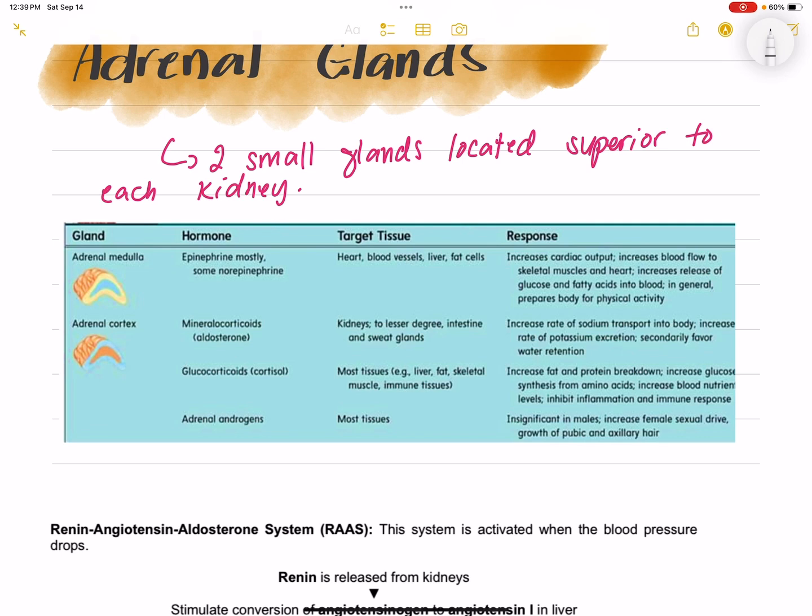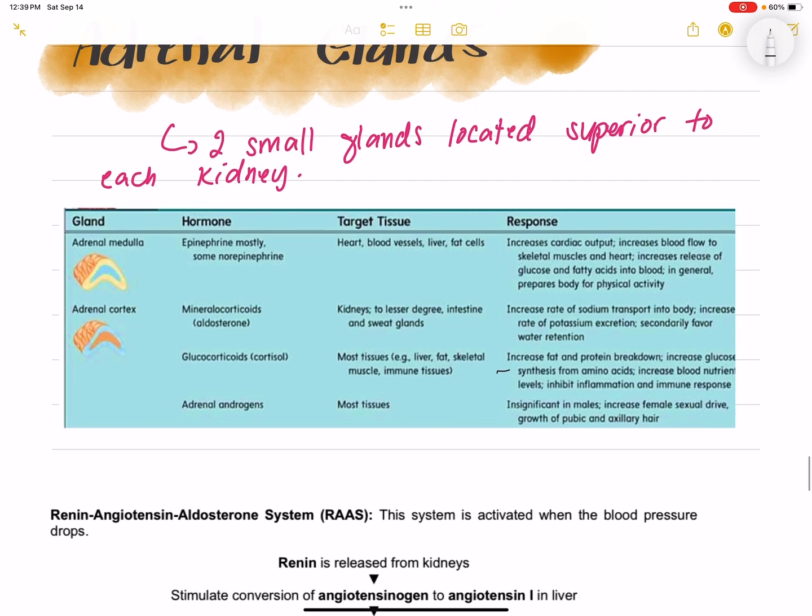aldosterone. Ang response niya ang sa cortisol naman naton, ang response, increase fat protein breakdown, increase glucose synthesis from amino acids, increase blood nutrients level, inhibit inflammation and immune response. Ang adrenal androgens naman, insignificant in males, increase female sexual drive, growth of pubic and axillary hair. So, mostly sa female.